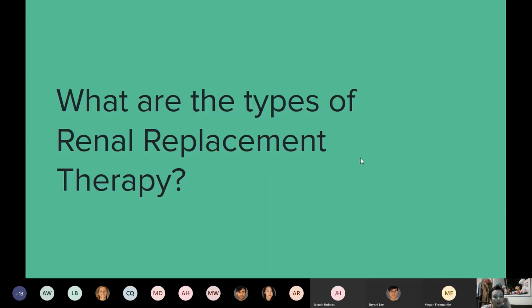So I've given the answer away there. So renal transplant and the 2 forms of dialysis constitute renal replacement therapy. Does anyone know what the 2 types of dialysis are? If you do, then just post in the chat. So the 2 types of dialysis.